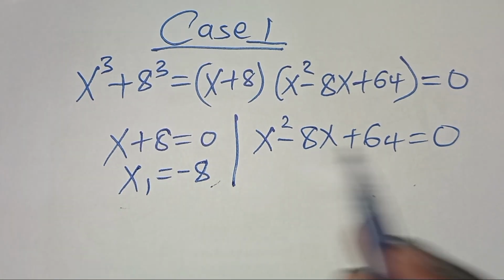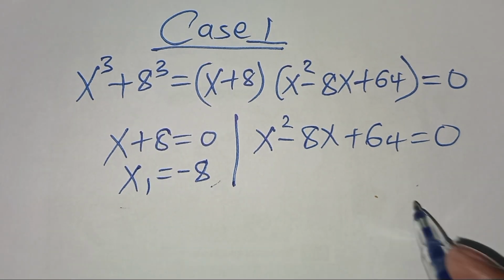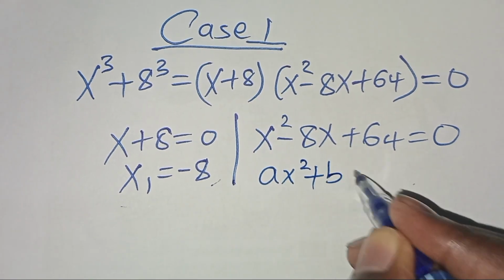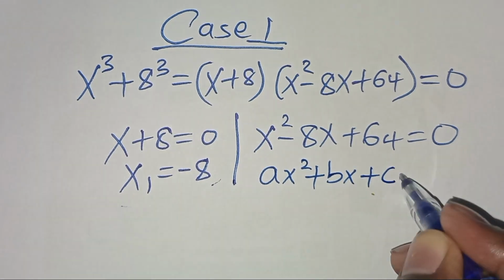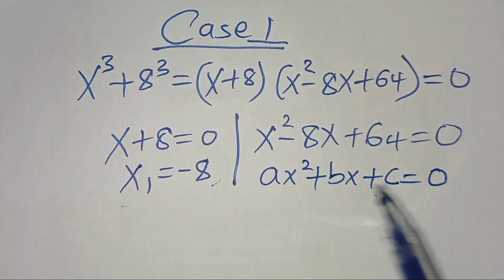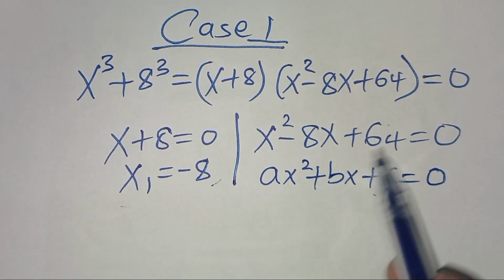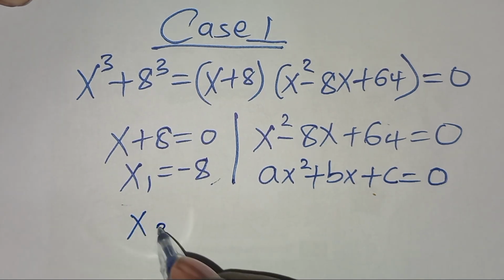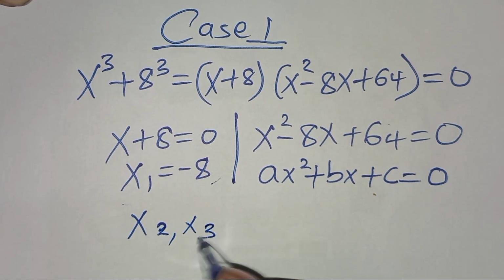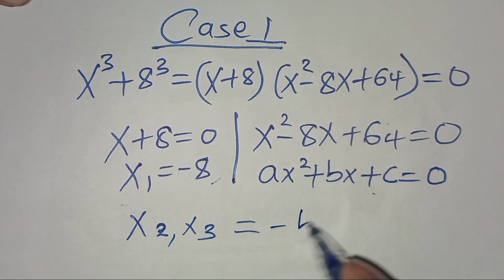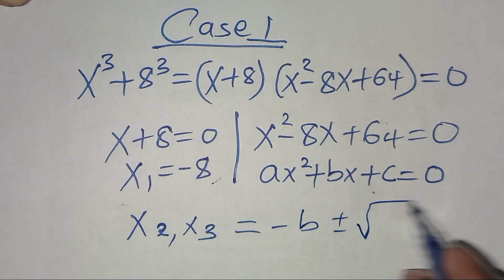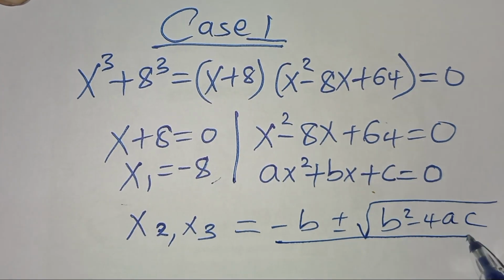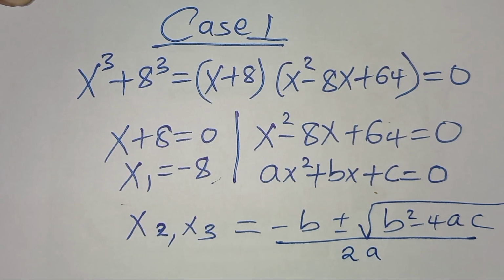The second part here is a quadratic equation of the form ax squared plus bx plus c, equal to 0. Now, let's solve this quadratic equation by applying the quadratic formula. So, x2, x3 is equal to negative b plus or minus the square root of b squared minus 4ac, all this divided by 2 times a.